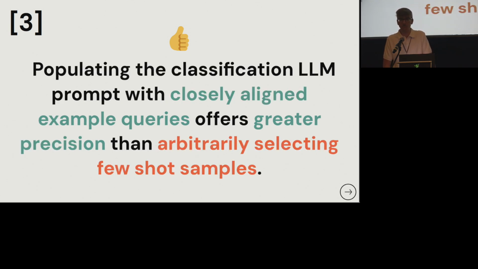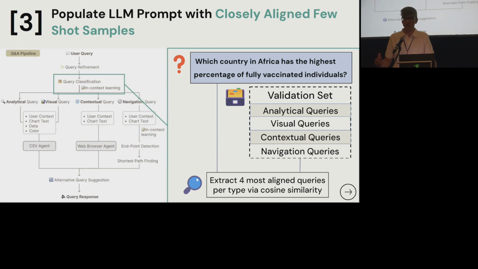This categorization is sourced from a previous study. However, we don't just populate the few shots with arbitrary examples. We instead use more closely aligned questions and classifications to improve accuracy. We derive these closely aligned examples from a validation set of real blind user questions by extracting the 4 most aligned query types per query type using cosine similarity.